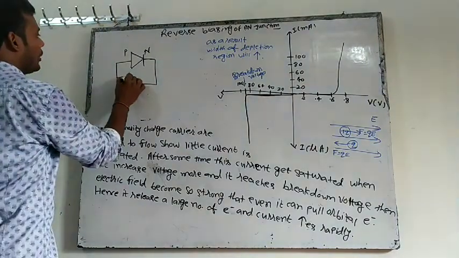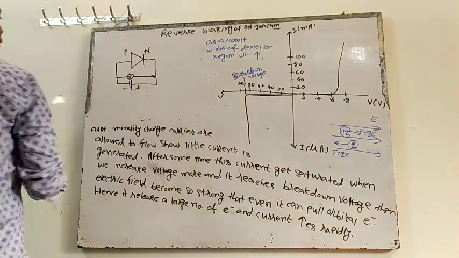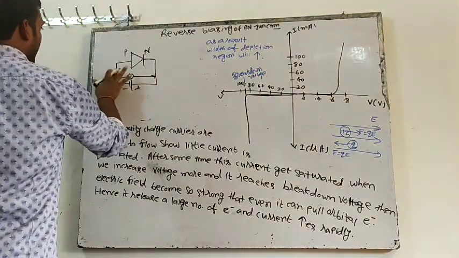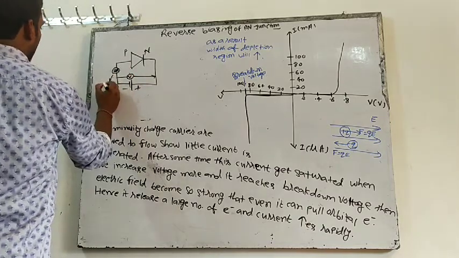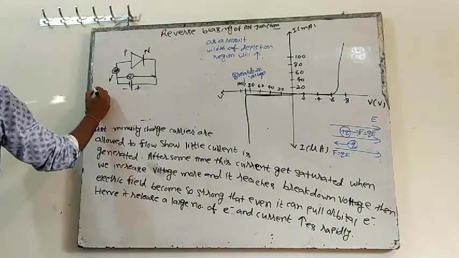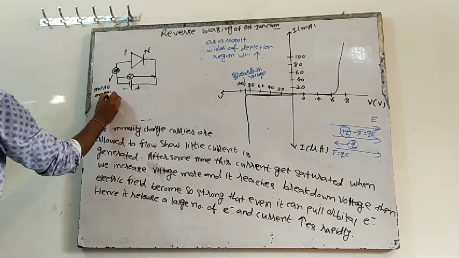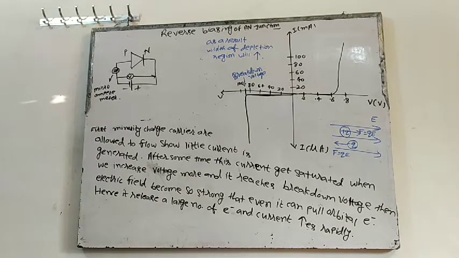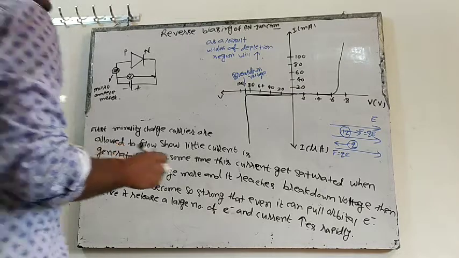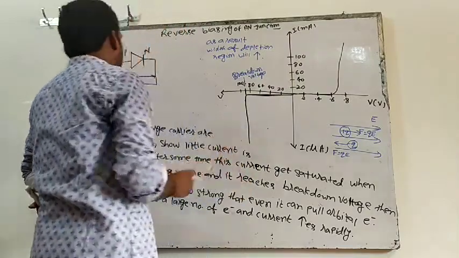Now here will be a voltmeter, and here you will place a microampere meter. Microampere meter means an ammeter which can measure microampere current, because here the current is very small. See, in forward biasing we were using milliampere, and here we are using microampere.